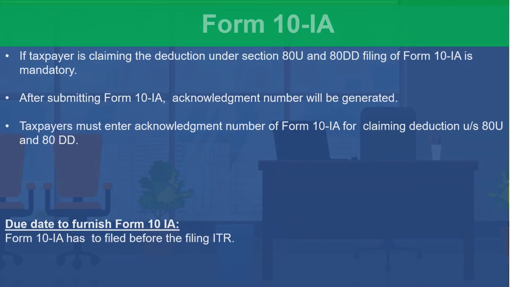If a taxpayer is claiming the deduction under Section 80U or 80DD in the old tax regime, filing of Form 10IA is mandatory. After submitting Form 10IA, acknowledgement number will be generated. Taxpayers must enter acknowledgement number of Form 10IA for claiming deduction under Section 80U and 80DD. Please note, Form 10IA is required to be furnished before filing of income tax return.